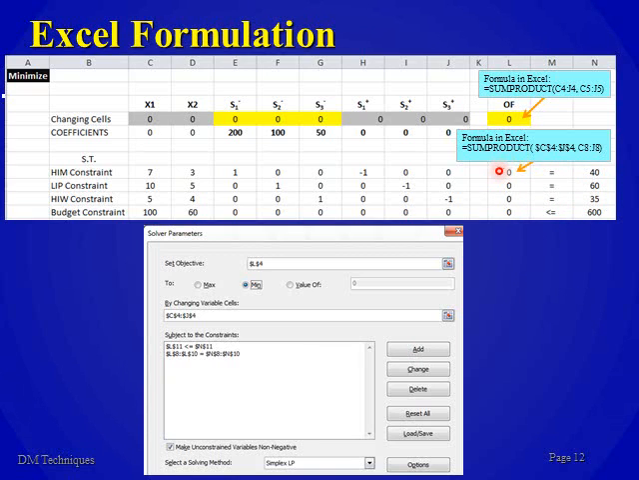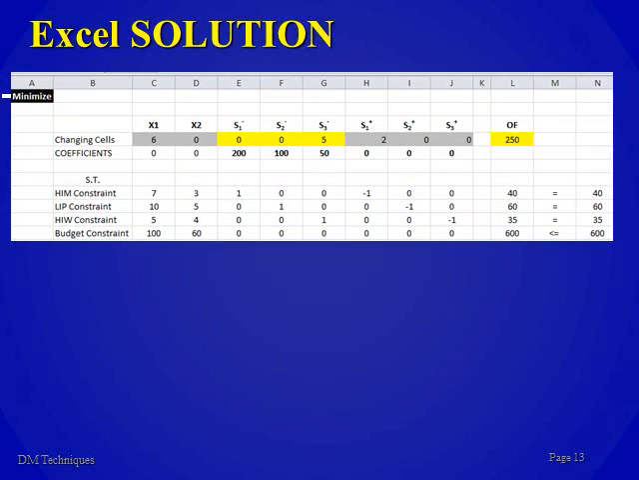So this ending value in here has got to be equal to 40, that ending value has got to be equal to 60, and that ending value has got to be equal to 35. Make sure that we select the Simplex LP, because that's the algorithm we're using for a linear function to obtain an optimal solution for this linear objective function. And this is the solution to the problem.